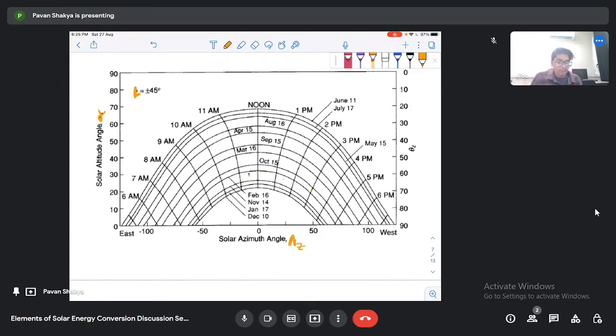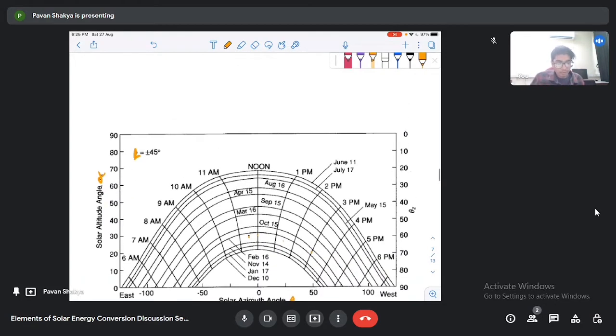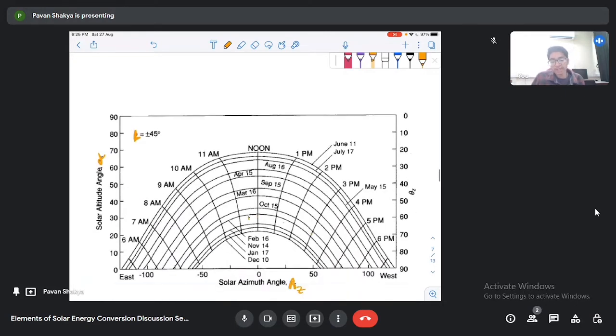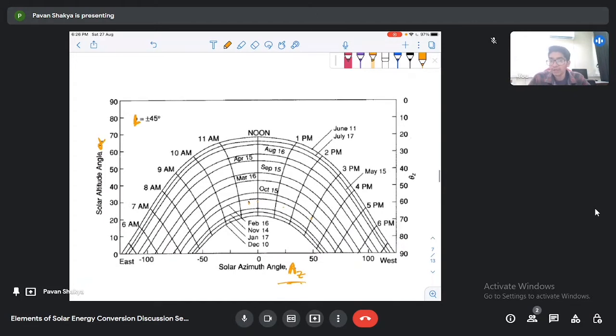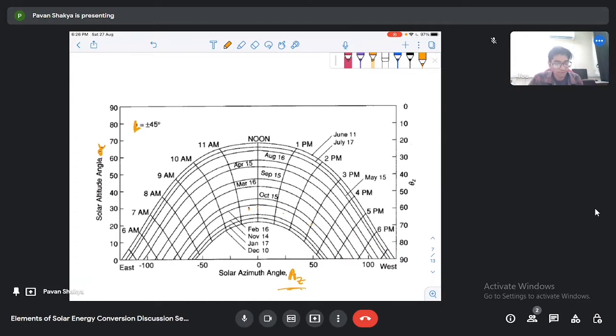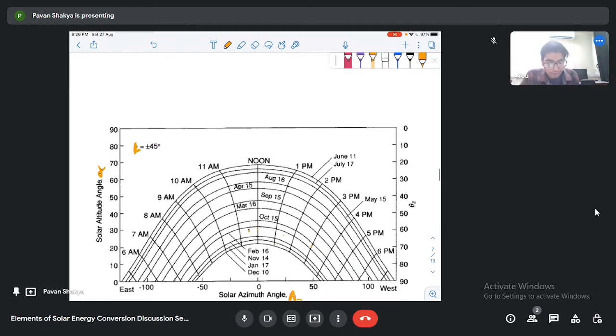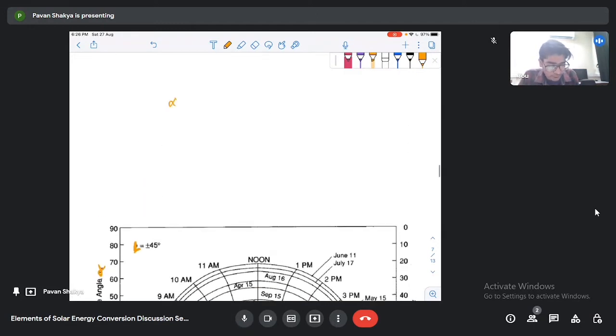Okay, so now if you plot, you will see that in the x direction is solar azimuth angle, whereas altitude angle is in the y direction. Okay, now I'm writing these points again for simplicity. 20.71.